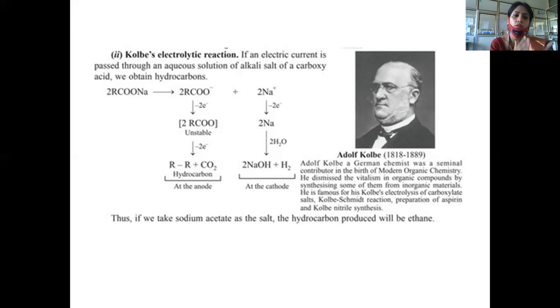At the anode side, RCOO minus releases 2 electrons, and eventually it gives a hydrocarbon with release of a molecule of carbon dioxide. This reaction occurs at the anode. So if we take sodium acetate as the salt, what hydrocarbon is produced? Ethane.